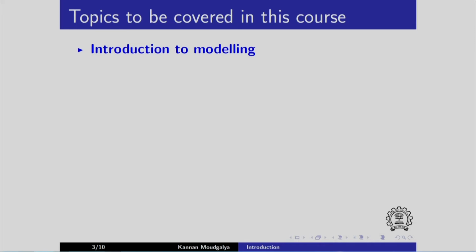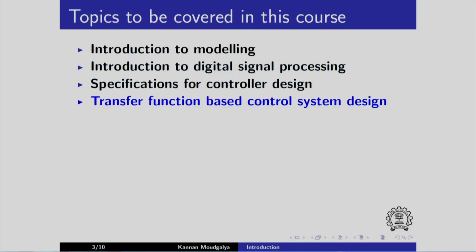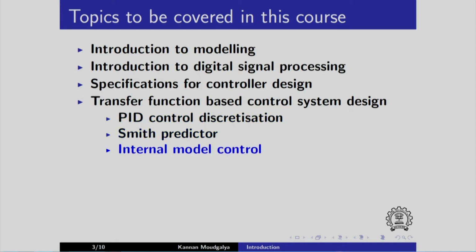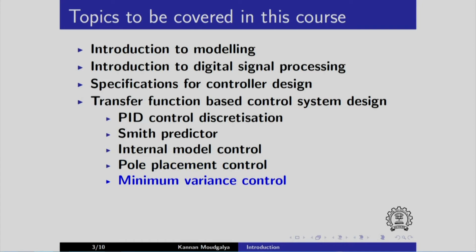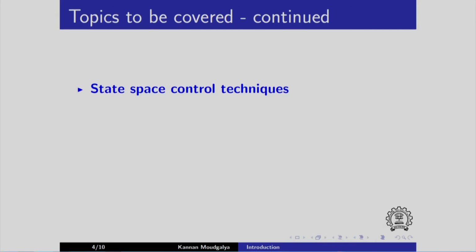We will start with the introduction to modeling, introduction to digital signal processing, specifications for controller design, transfer function based control system design, PID control discretization, Smith predictor, internal model control, pole placement control, minimum variance control, and generalized minimum variance control. A follow up of that is generalized predictive control and dynamic matrix control. We will spend some time on state space control techniques also.